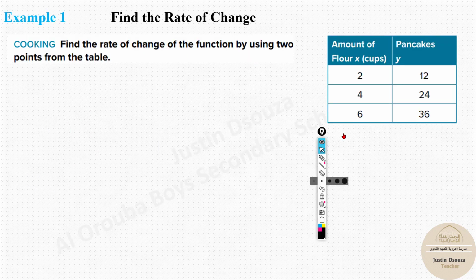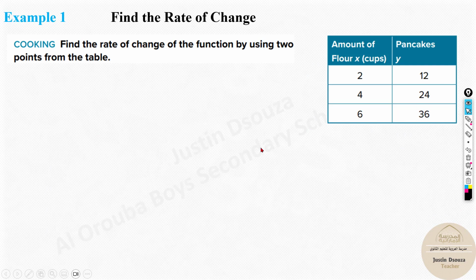So let us see a problem now. We are not directly jumping into graphing. We will see problems like this, where they have told us to find the rate of change of a function by using 2 points from the table. Rate of change of a function, in the sense, slope. Now, if you just focus here on x and y, they have told us to choose 2 points from the table, and it's up to you. You can choose anything. Let's choose the first one, and then the second one.